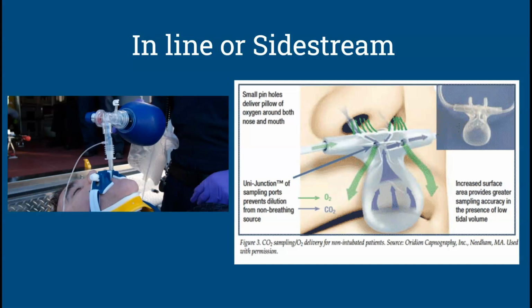The two different types that we use, the most commonly you're going to see is over here is the inline. It fits right on top of the tube, and then it has the universal sizer, so you put the BVM right on top of it.